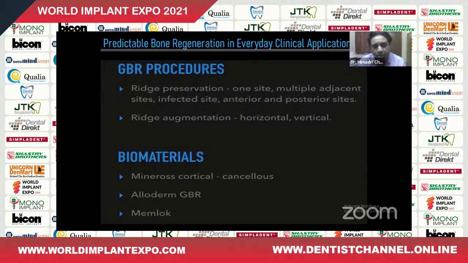We are going to talk about only bone building. Now, different kinds of biomaterials we have for these. We have different kinds of cortical cancellous material like xenografts. We have alloplasts. We have allografts, and we have different kinds of membrane as well in terms of coverage.